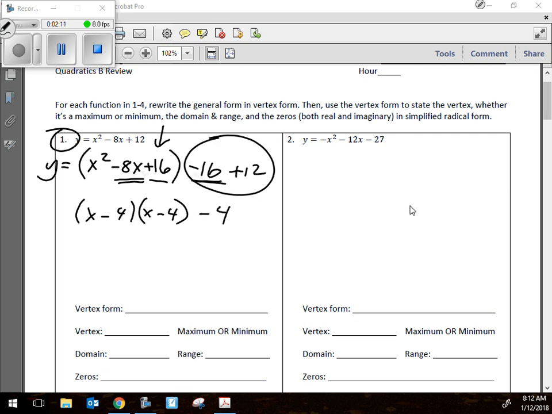And then, is that vertex form? No, that's a really common mistake. People think they're done. You got to put it together and say squared. The other thing is people think this is factored form. It is not. That's not included, so it's not factored form either. This is like some mutant.